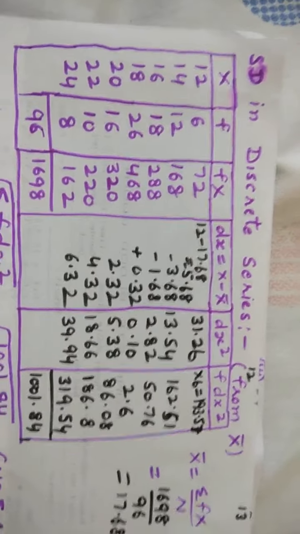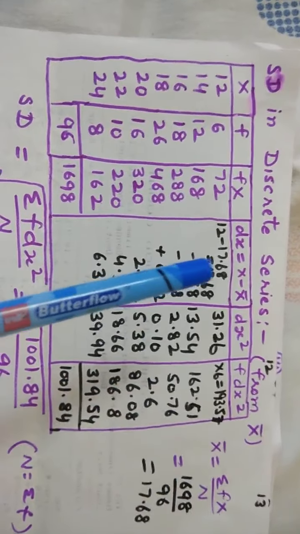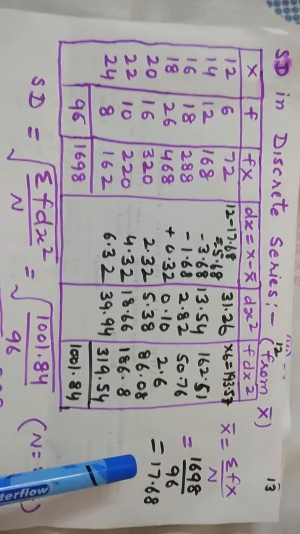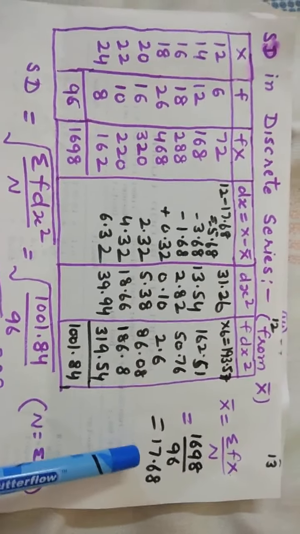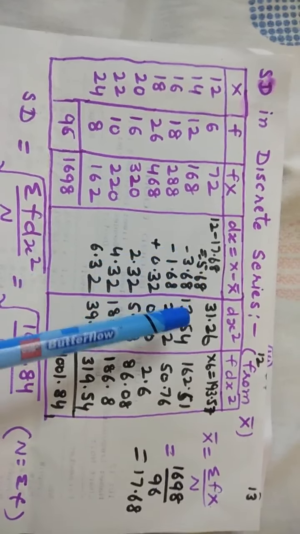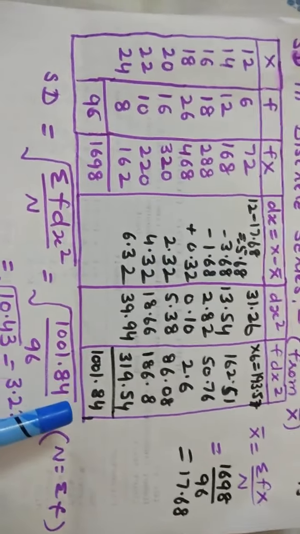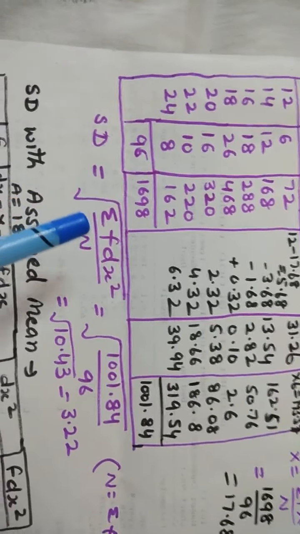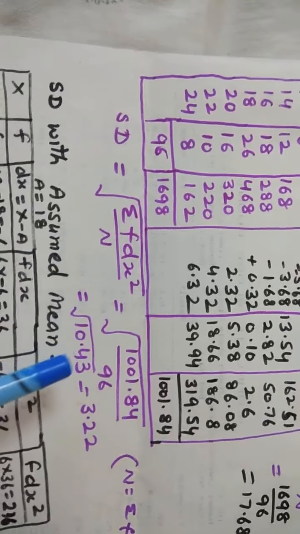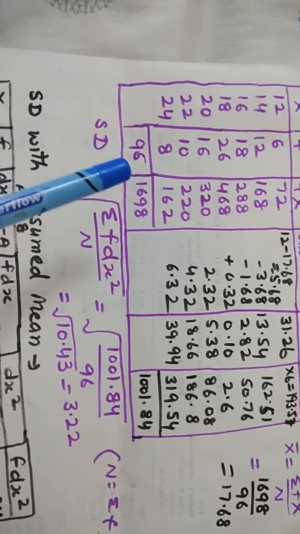In discrete series, when frequency is given, first calculate mean, then take deviation from mean, multiply x with f, we get fx, and mean is 17.68. Take deviation from mean, we get all values, then square the dx, then multiply dx square with f, we get 1001.84. Then apply formula for standard deviation summation f dx square over n whole square root, we get 3.22 as standard deviation. Here n is total of frequencies.